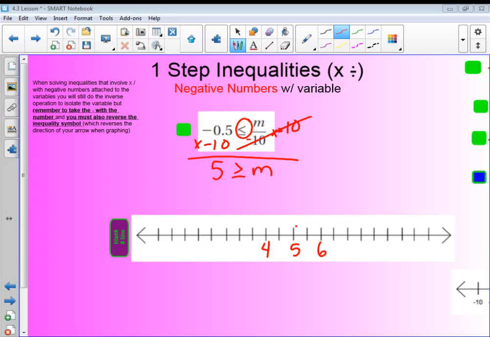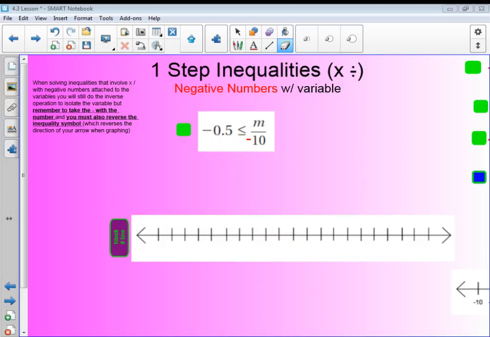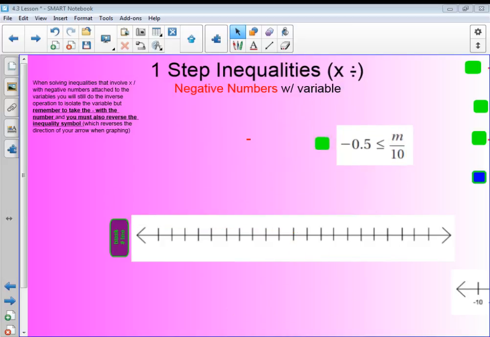Filled in circle on 5. 5 is the bigger number, so we're going to go that direction. Or sorry, that was no, it was 5, sorry. I looked at my original, thinking I had graphed it incorrectly. Let's try one more.